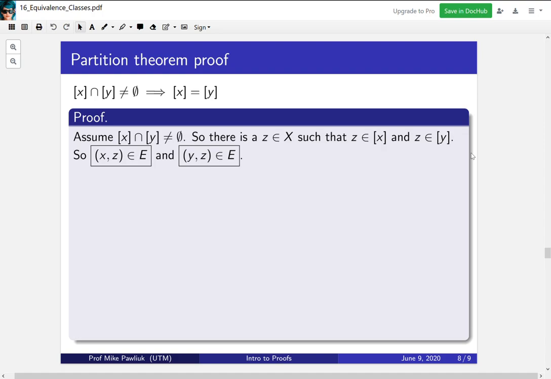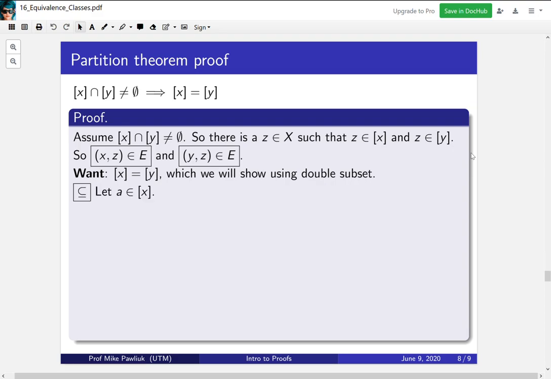Now what are we trying to prove? We're trying to prove that the equivalence class of X is equal to the equivalence class of Y. How do you show that two sets are equal? Well, we use double subset. Now let's start with an element of the first equivalence class. What does this mean? If A is in the equivalence class of X, it means that X is related to A. Now, what are we trying to show? We're trying to show a subset. So we need to show that if we start with A in the equivalence class of X, then A has to be in the equivalence class of Y. And that means that Y is related to A.